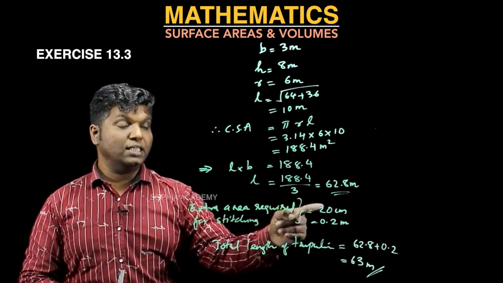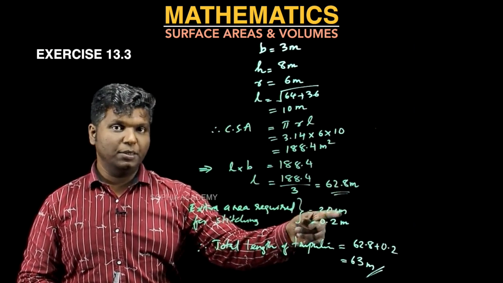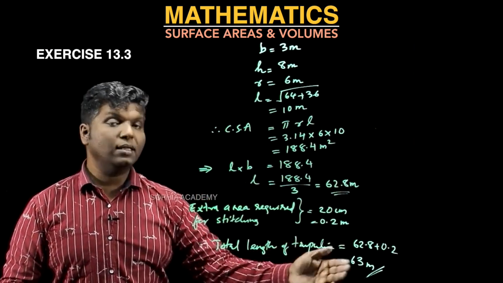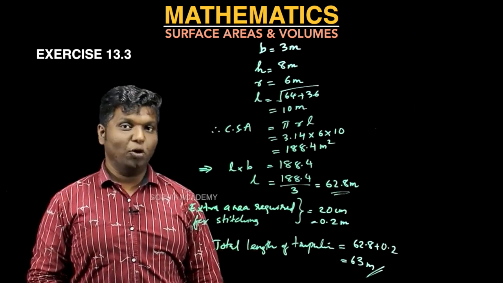That's very important. 20 centimeter is given. Don't add 20 to this one. Here it is meter, here it is centimeter. So you have to convert centimeter to meter. You got 0.2 and then you added them together. Finally, you got 63 meter, and that's the answer. I hope you understood, right?